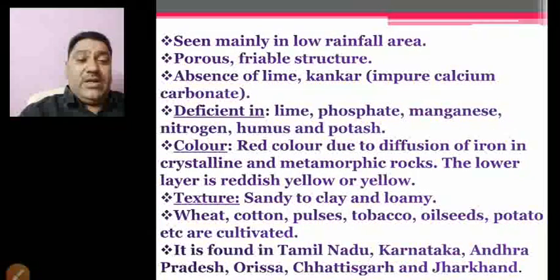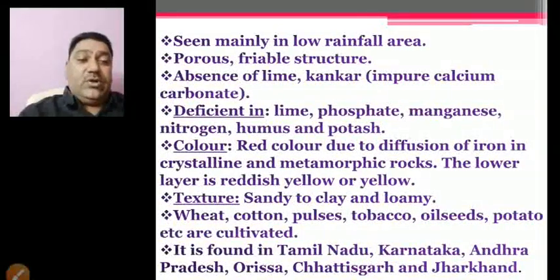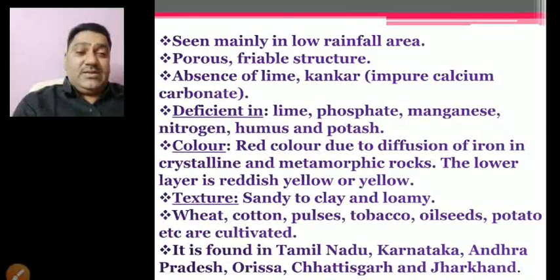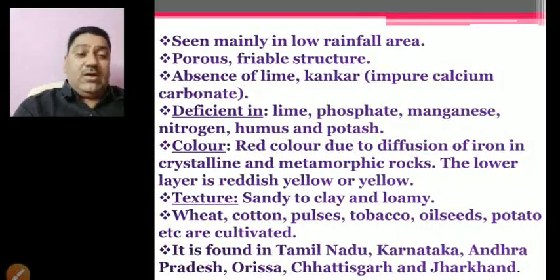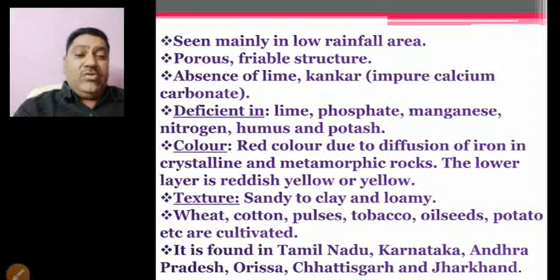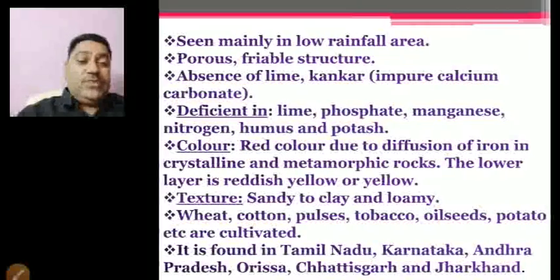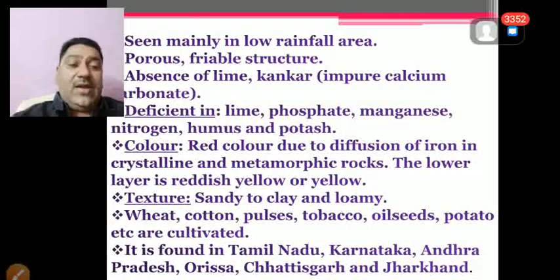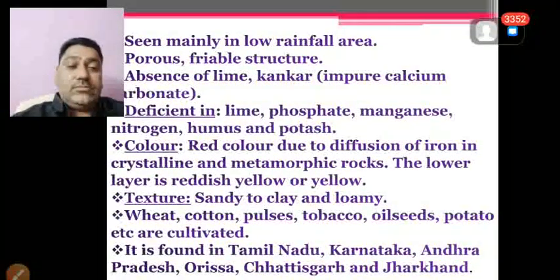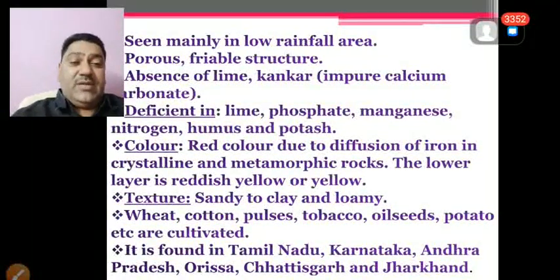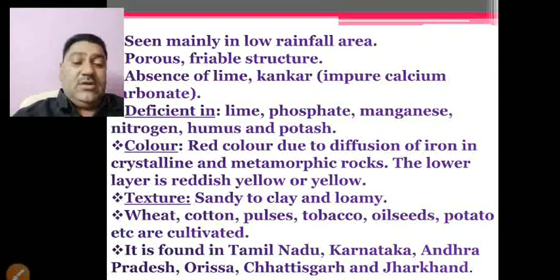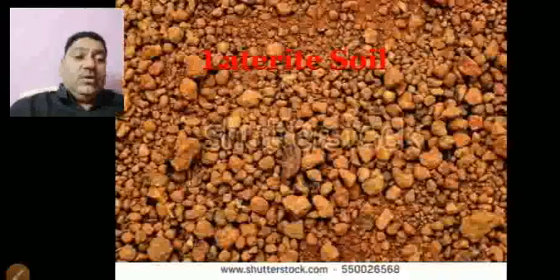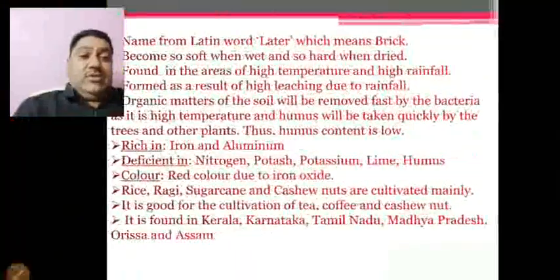And the lower layer is reddish yellow or yellow. Texture, that is size of the particle, it is sandy or clay or loamy in nature. Now few crops can be grown like wheat, cotton, pulses, tobacco, oil seeds, etc. can be grown in this soil, and it is found in the states like Tamil Nadu, Karnataka, Andhra Pradesh, Orissa, Chhattisgarh, Jharkhand, etc. Now next soil is laterite soil.